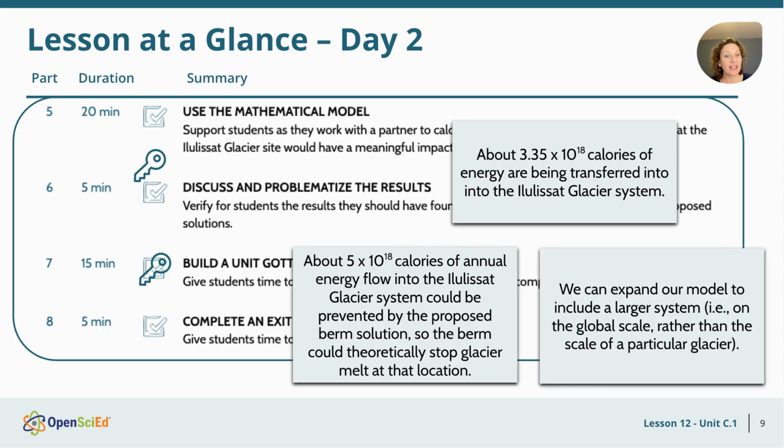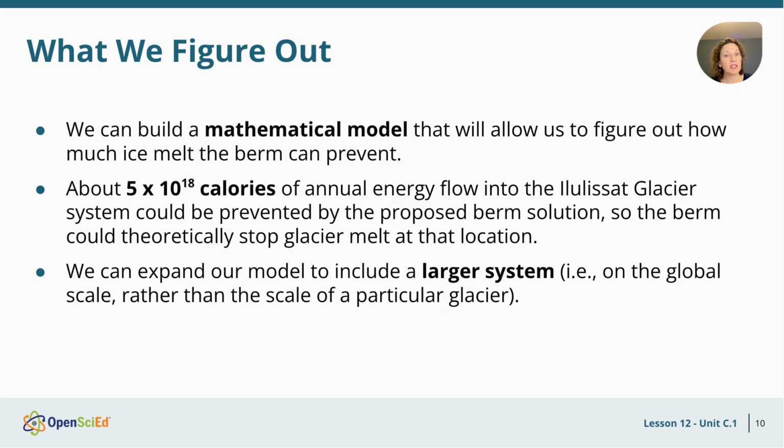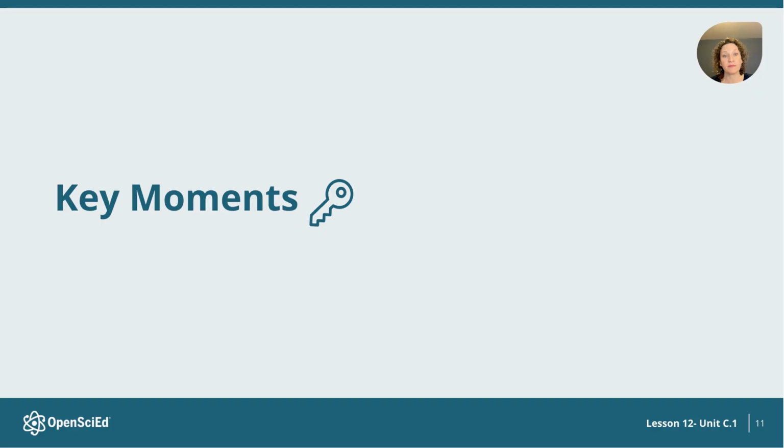We also decide to expand our model to account for lots of different human activities and their effects beyond just sea level rise. We want to extend our computational model to help us consider how many impacts humans have had and how that could have an impact on the environment. Ultimately, we figure out that the proposed berm does have the capacity to block more energy than is currently being transferred into the glacier. And now for a few key moments.